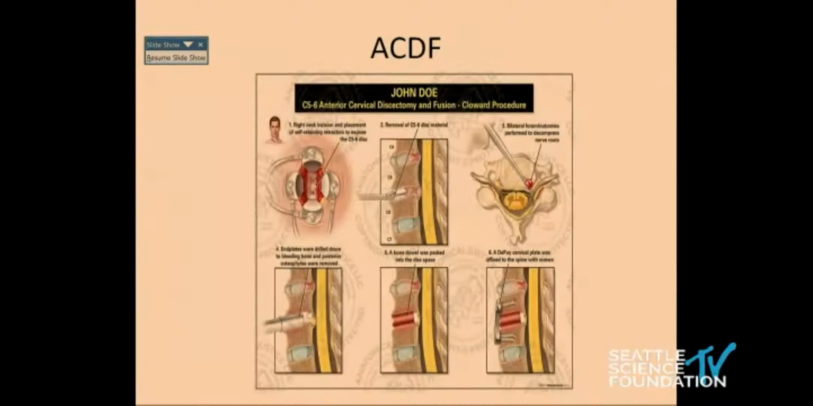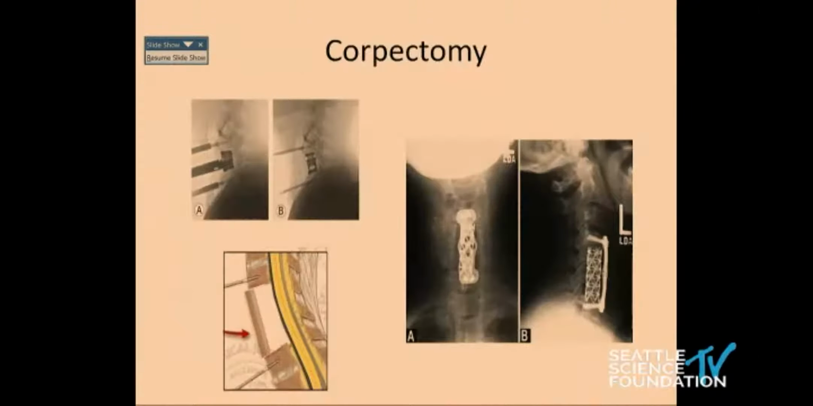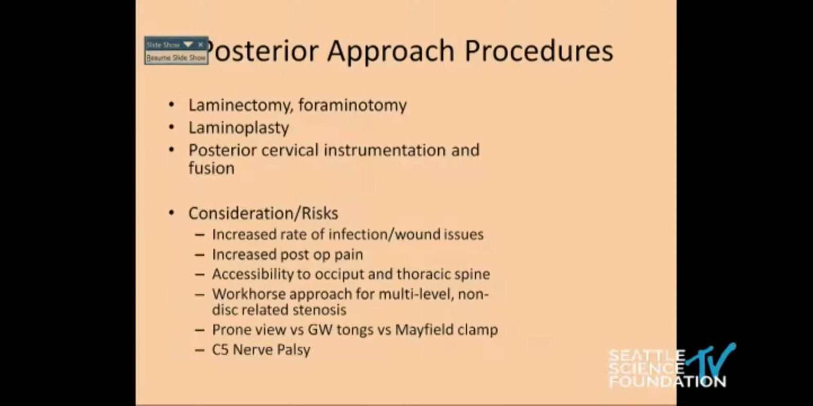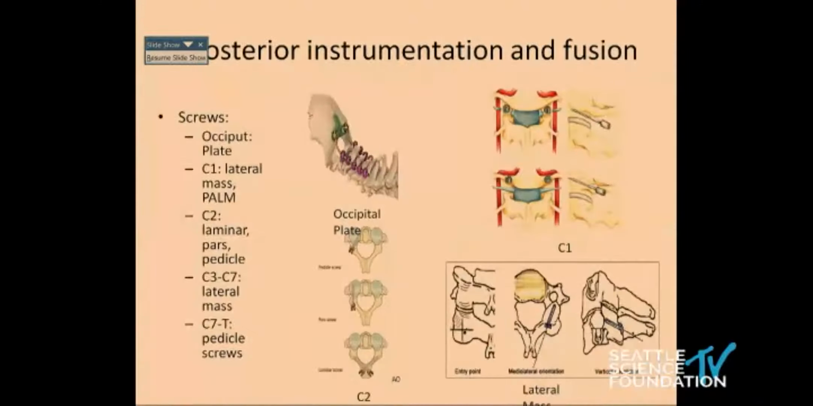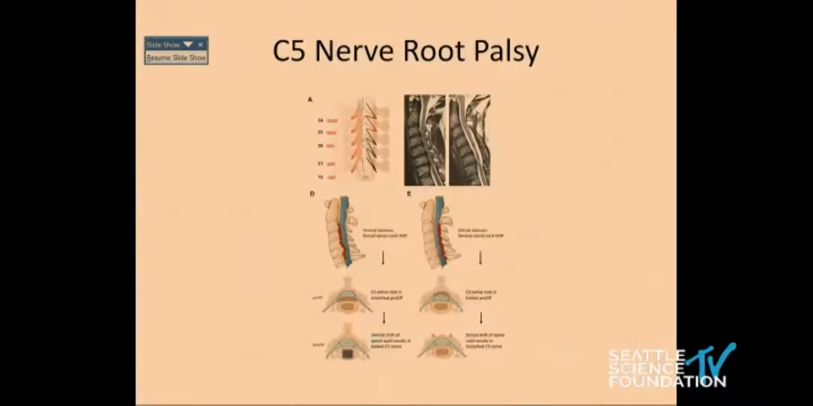So you've got basic ACDF, larger corpectomy, various cages, and bone strut grafts you can use. And then in terms of posterior approach, your workhorses are laminotomy or laminectomy, foraminotomy, laminoplasty, and posterior cervical instrumentation and fusion, with various things to consider in these approaches. Here's your bread and butter laminoplasty and posterior instrumented fusion, with various screws that can be used from O to C7 depending on the goals of the surgery.